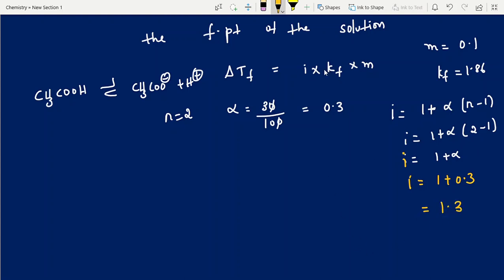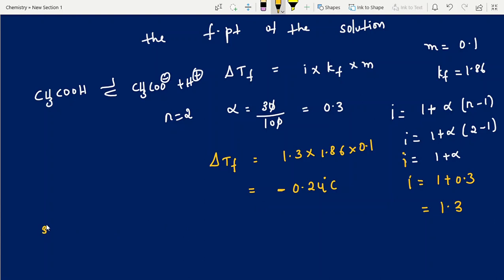Now you know i, Kf, m, so substitute. Delta Tf equal to 1.3 into Kf 1.86 into molal, how much? 0.1 molal. That's all, students. You will get the answer. Can you do the calculation? Anyone got the answer? 0.24 degrees centigrade. For freezing, they will give options with minus values. So minus 0.24 degrees centigrade. That's your answer. Okay, can you do one more question?